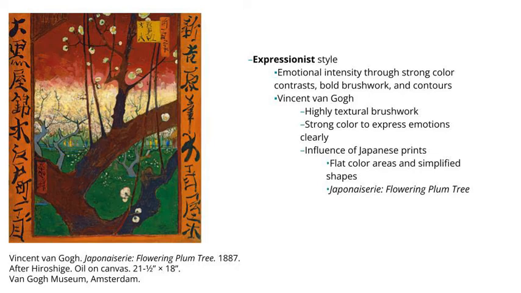And as you can see here, especially, he was heavily influenced by Japanese prints, just as a lot of artists were at the time. So you can see these flat color areas and simplified shapes, such as in this piece in particular, Japonaiserie: Flowering Plum Tree. Fun fact, he actually saw this print at a local print shop, and he would go there to study the prints and just look at all of them, and he saw a Japanese print for the first time and was just blown away because it was so different than anything he had seen before. So he actually copied the print as a study, and this is what that is.